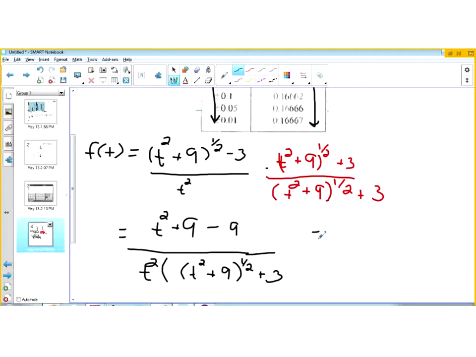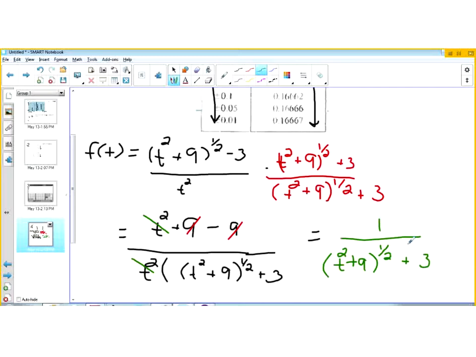All right, so we're left with that. And then we can simplify the numerators. Well, the 9's cancel, right? So the 9's cancel, and then when the 9's cancel, the t squareds would correspondingly cancel as well. So after we cancel the 9's, we can cancel the t squares, and then we're left with 1 divided by t squared plus 9 to the 1/2 plus 3.